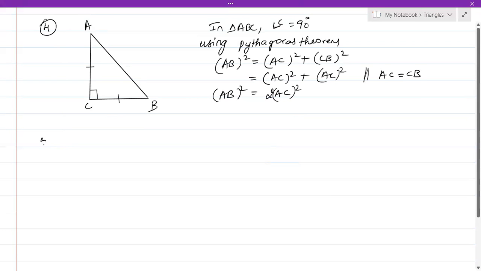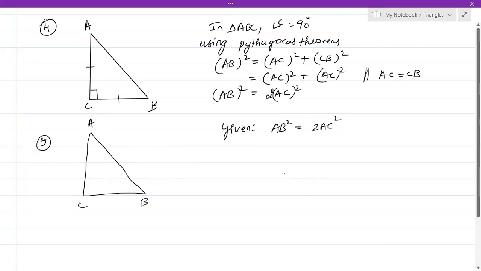The fifth question is the reverse of this. What we have got is a triangle. Let me draw it. We have got a triangle like this. We don't know whether it is a right angle triangle or not. What is given is that this condition is satisfied: AB square is 2AC square. They've also given AC is equal to CB. It's an isosceles triangle. We have to prove it is a right angle triangle. It is actually the reverse of what we have done.